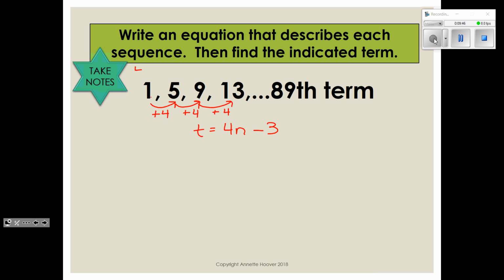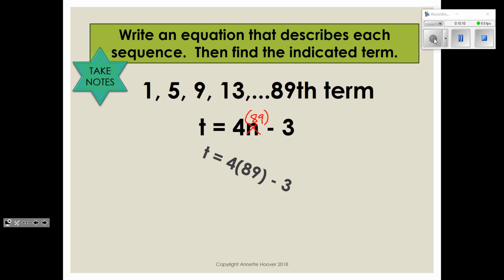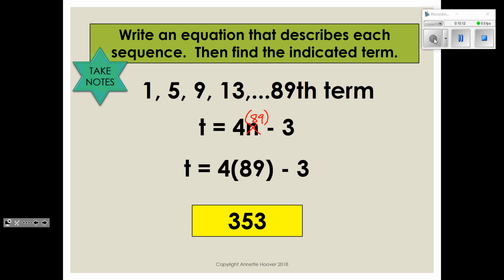I didn't start counting on 4 and go 4, 8, 12. I'm counting by 4s, but I actually started on 1, which is 3 less. So I have to subtract 3 at the end of my equation. So here's my equation, 4n minus 3. And then to find the 89th term, all I have to do is plug in 89 to n. And 89 times 4, minus 3, would be 353.